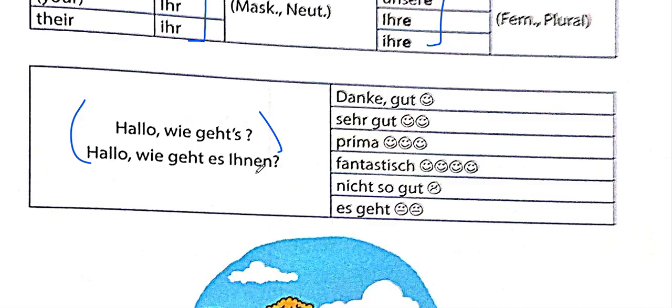Both mean the same. The difference is that the first one is informal, the second one is formal. "Hallo wie geht's?" "Danke, gut." Thank you, good. The number of smileys tells us how good you are feeling right now. "Sehr gut" is very good. "Prima" is kind of great. "Fantastisch" means fantastic. That's the best you can say. I'm feeling very good. I'm feeling fantastic.